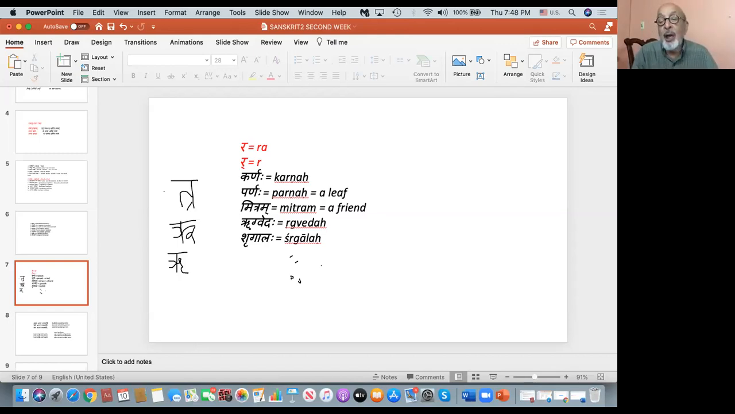Have you heard of Rig Veda? Yes, Veda. Old. That is time. Veda, the earliest Sanskrit book, composed around 1500 BC. Yeah, 3,500 years ago.